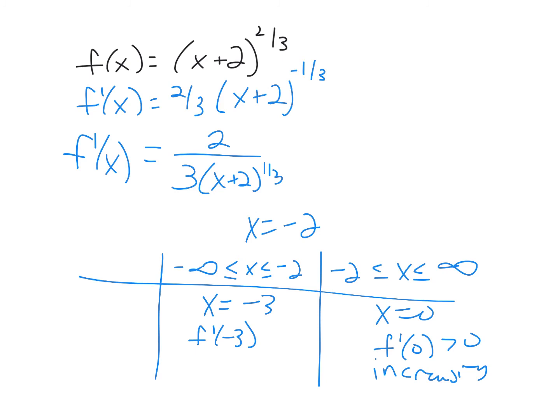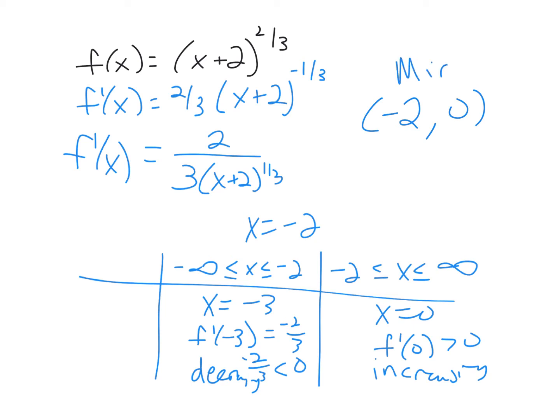For negative 3, put negative 3 in. The third root of negative 1 is negative 1, so that's negative 2/3. And negative 2/3 is less than 0, so therefore it is decreasing. So since it's switching from decreasing to increasing, what can we say? At the point negative 2 comma, in this case 0, since it's switching from decreasing to increasing, it will be a minimum, a relative minimum.